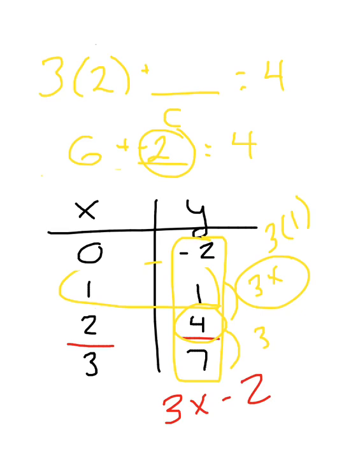You can double check this by plugging in another number into your x value. For example, if you were to plug in the 3, multiplying it by 3, then subtracting your 2, does it give you the 7 that you need?